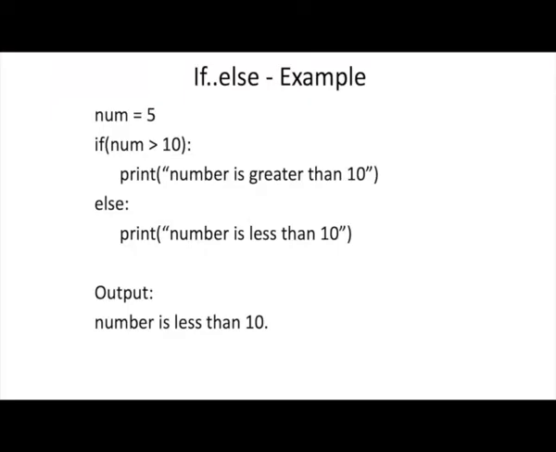Next, we are going to see an example for if else statement. Here the value 5 is initialized to the variable num, and if num is greater than 10, then print "number is greater than 10", else print "number is less than 10". Since the value is 5, the condition 5 is greater than 10 becomes false, so the else part gets executed and the output will be number is less than 10.